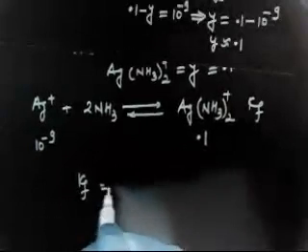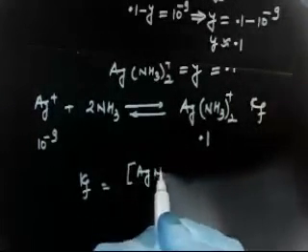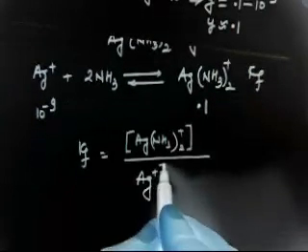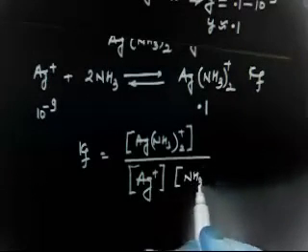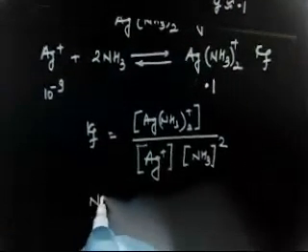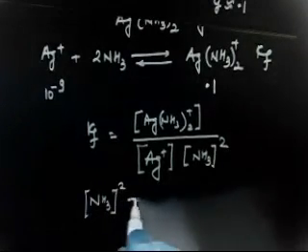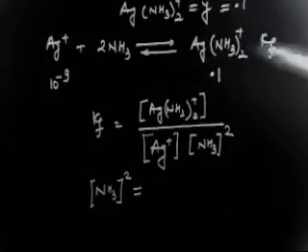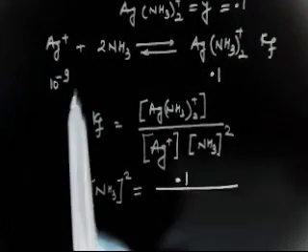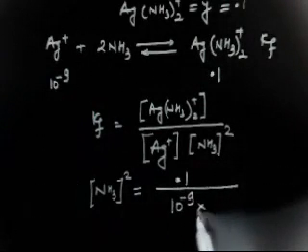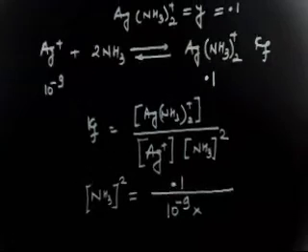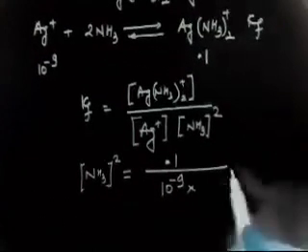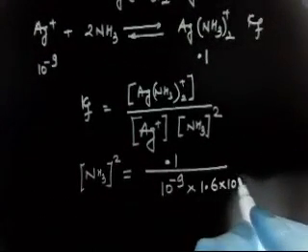Kf is written as the concentration of Ag(NH3)2+ divided by Ag+ times the NH3 concentration raised to the power 2. So from here, NH3 concentration squared is equal to Ag(NH3)2+, which is 0.1, and Ag+ is 10^-9, divided by Kf. You can verify in your copy that Kf is 1.6 times 10^7.